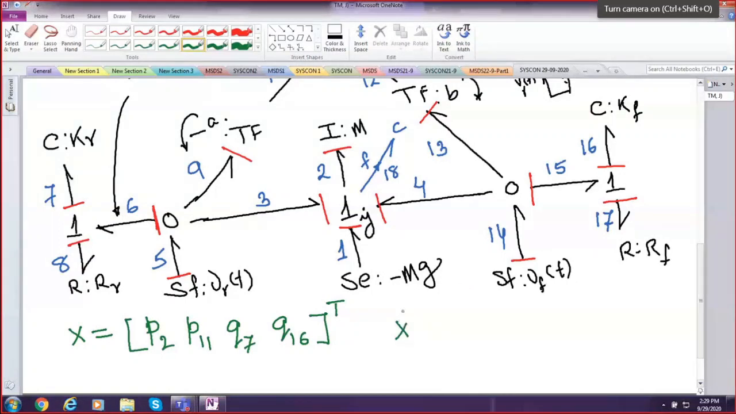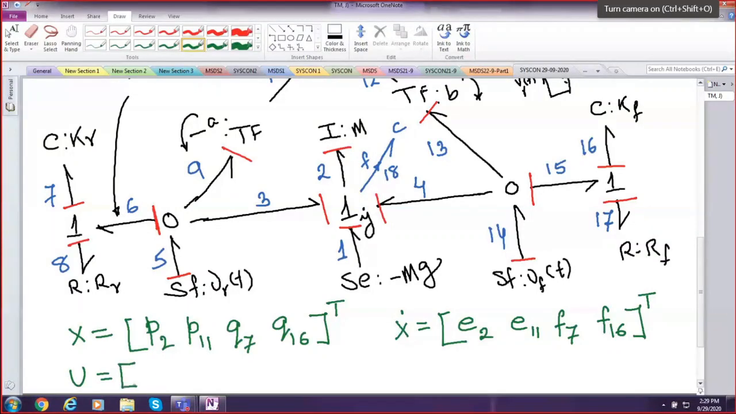So X dot comes E2, 11, F7, F16, transpose. We have inputs. Our input vector is one is SE1, another is SF5.